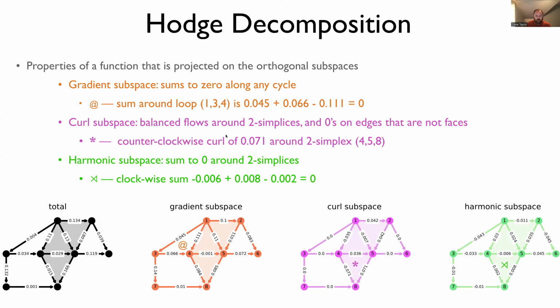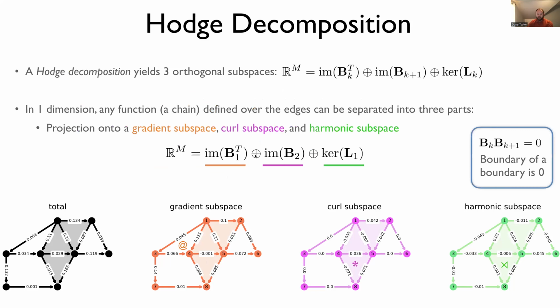The curl subspace is basically balanced flows around 2-simplices and then zeros for edges that are not on 2-simplices. You can see that here, there's a bunch of zeros. And then around the 2-simplices, there's a cycle here, there's a cycle here, and there's a cycle here. So here, there's essentially a counterclockwise flow of 0.071 is one way to interpret this function that's defined in the curl subspace. And the harmonic subspace you can think of as whatever's left over. That's essentially how we numerically compute them. We project onto the image of this matrix, project onto the image of this matrix, and then examine what's left over, and that will be in the kernel.